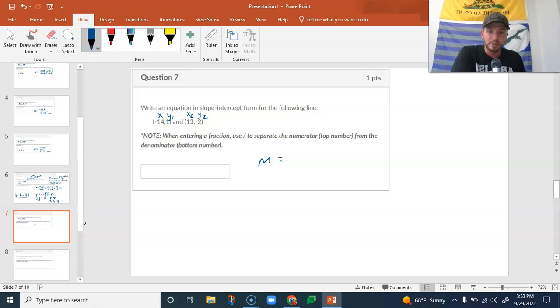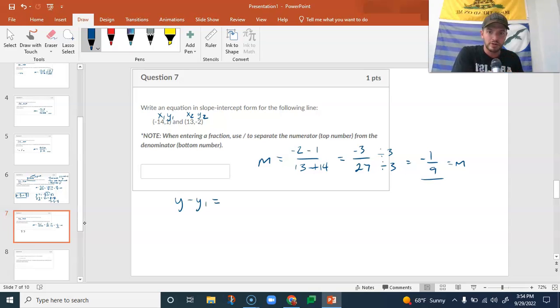So here we go. Let's find the slope first. So -2 minus 1 over 13 minus -14. Let me make sure I got that right. -2 minus 1, 13 minus -14. Yep. Okay, so this is plus a positive. Now it's -3 over 27, which reduces by 3 to be -1 over 9. So this is my slope, this is my m value. Now I'm going to go back and plug it into point slope.